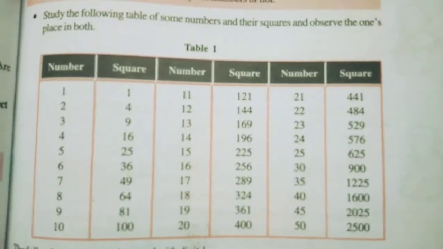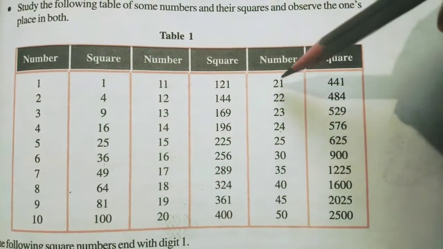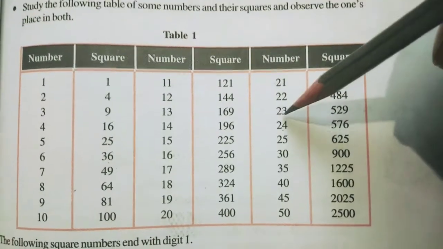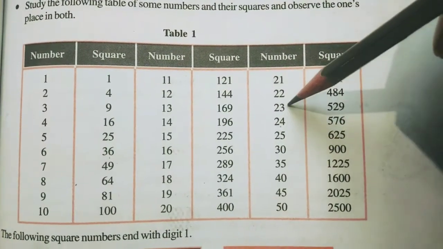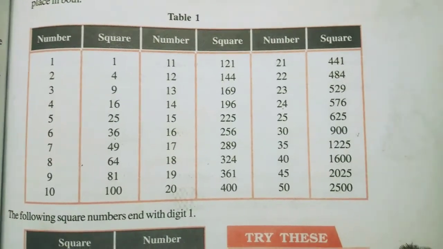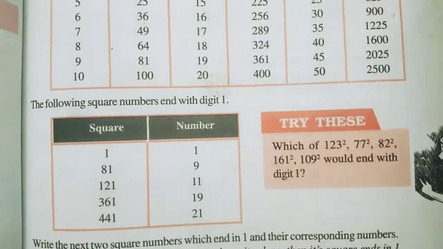Here also the squares of numbers up to 20 are given, and again from 21 to 50. Some important numbers' squares are given here. Okay, so you have to learn them. Now the next property is what?